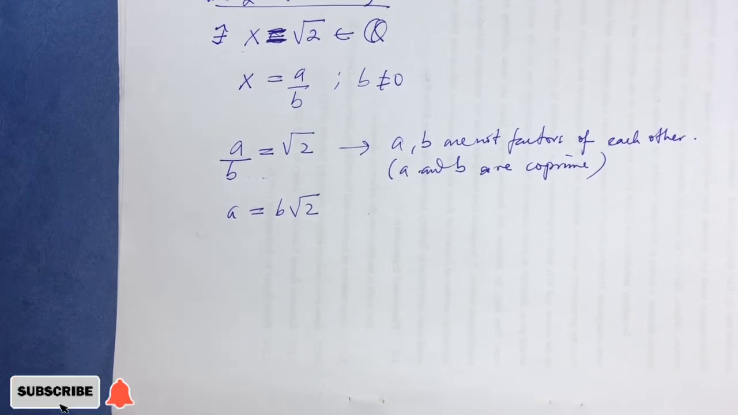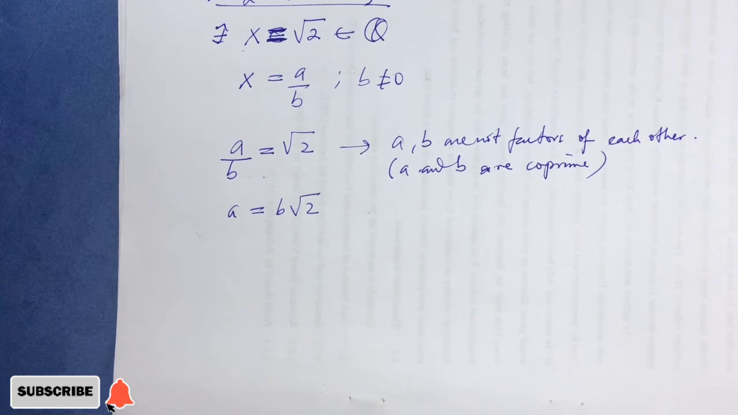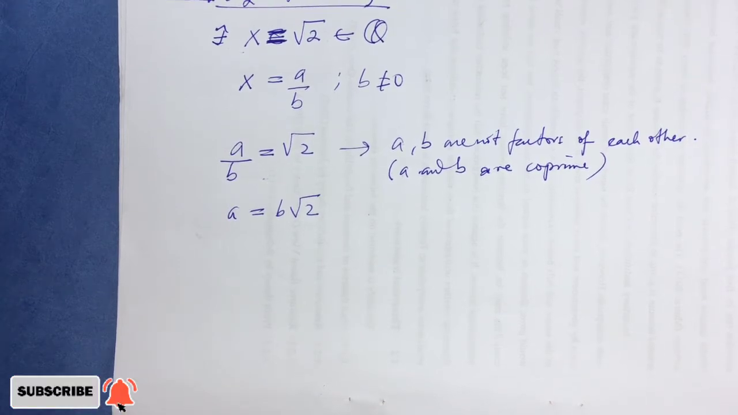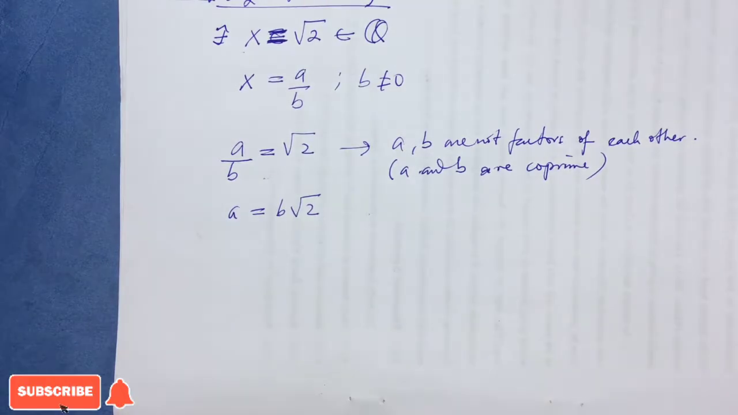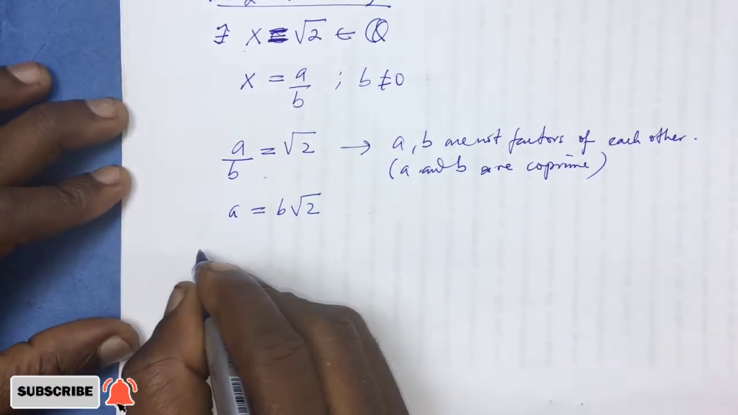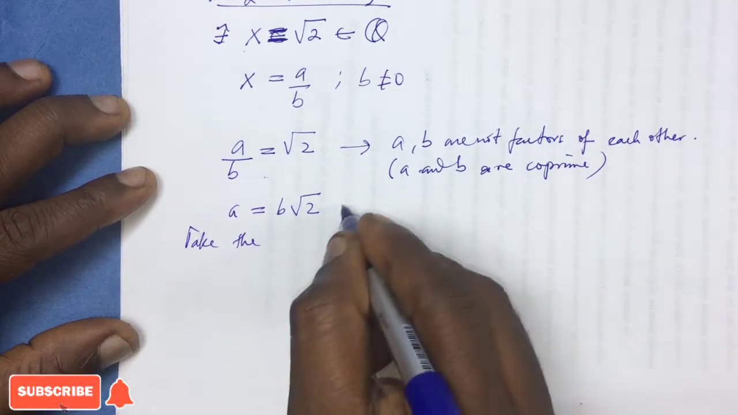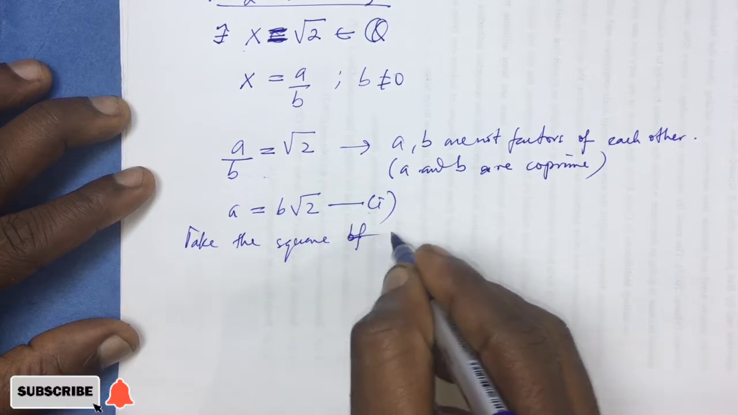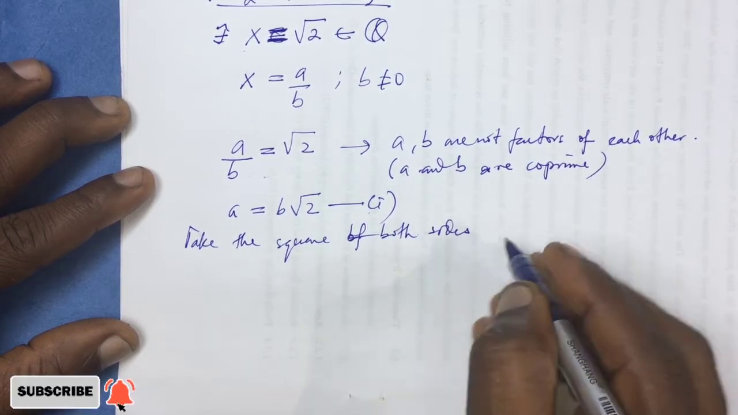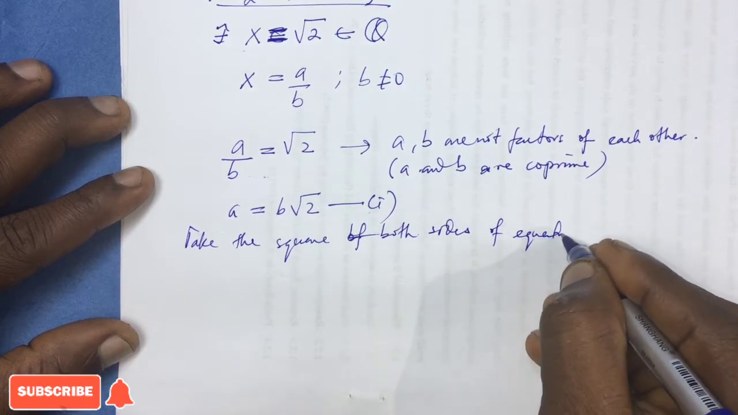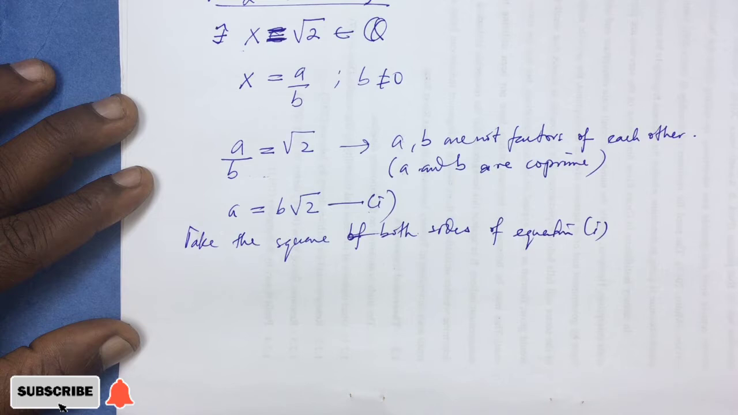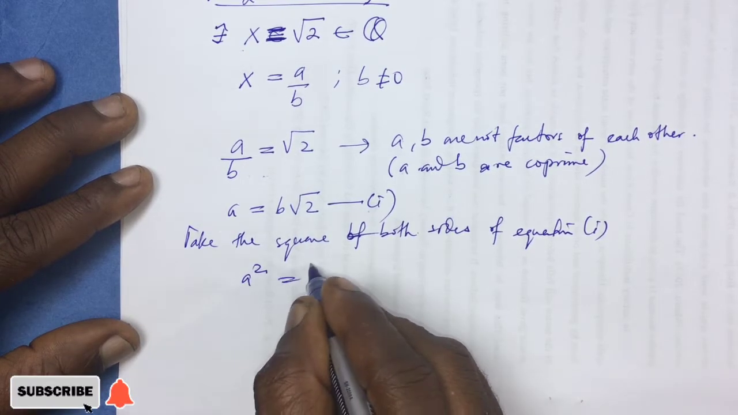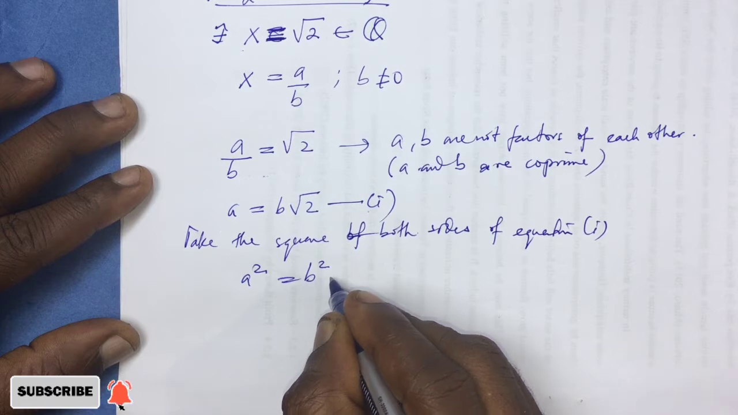Okay? Now, that being said, let us proceed. The next thing you are going to notice is this. Let's call this one equation 1. Take the square of both sides of equation 1. If you take the square of both sides of equation 1, you will notice that a squared is equal to b squared times 2.